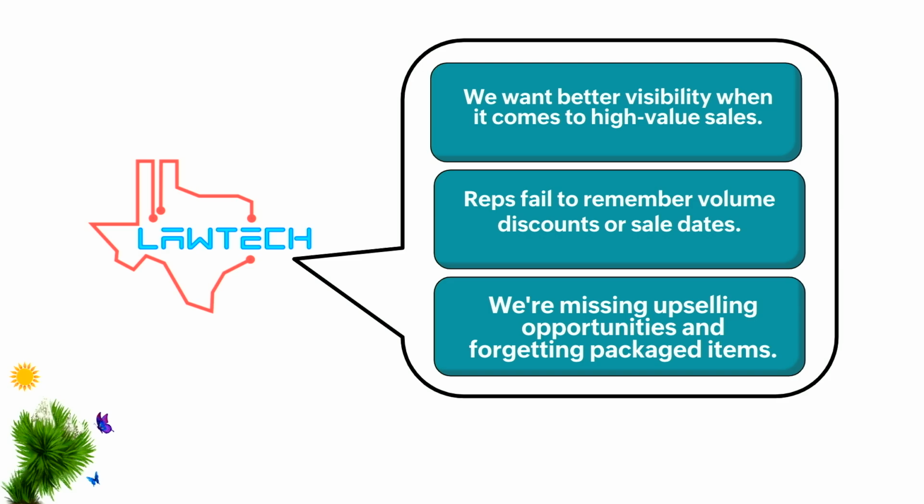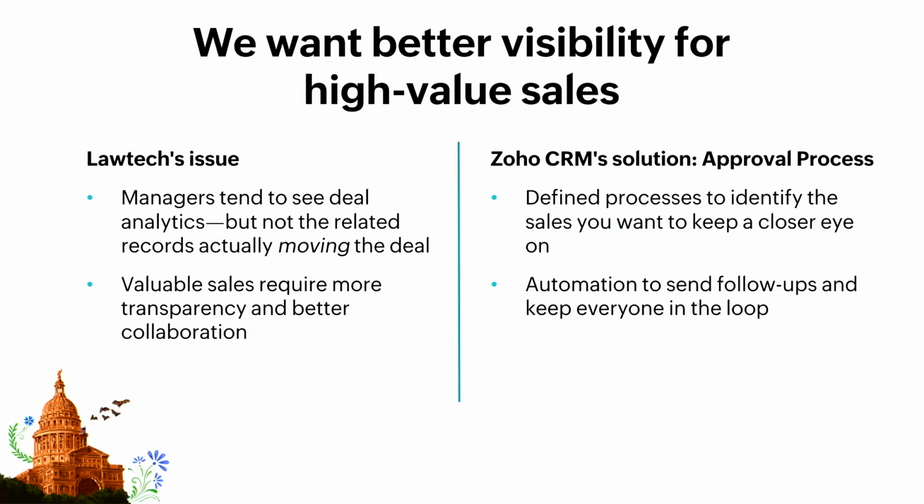One of the issues that they have, well, there's three of them right here. We want better visibility when it comes to high value sales. Our reps fail to remember volume discounts and sale dates. And we're also missing upselling opportunities and forgetting packaged items. So those are some pretty common issues. There's a few things in the CRM we can do to help them out. So let's go ahead and start with that first specific point.